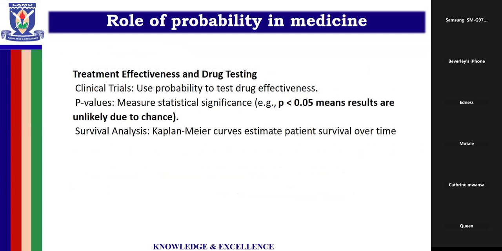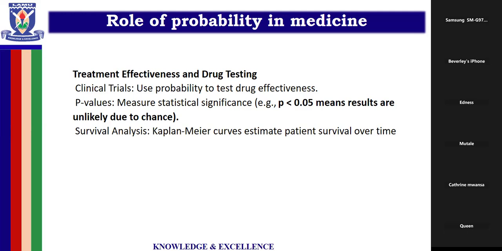Another role of probability in medicine is treatment effectiveness and drug testing. Before a drug is produced and delivered to the population, it is tested and compared to a placebo. A placebo is not a drug, but is administered to a patient. So medical professionals conduct randomized trials which use probability to test drug effectiveness. Medical professionals get the p-values, which are measures of statistical significance, and see if, for example, the p-value is less than 0.05, it means that the results are unlikely due to chance.